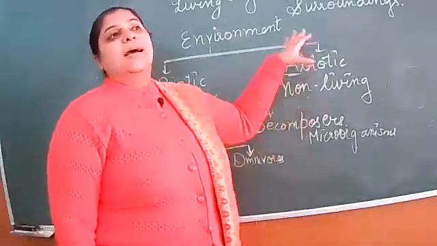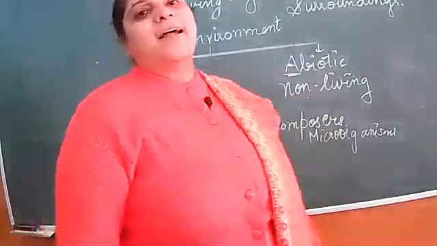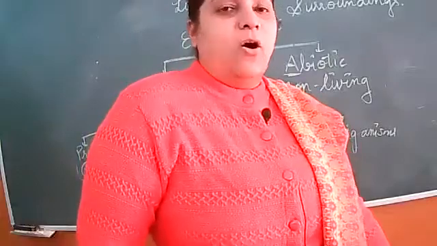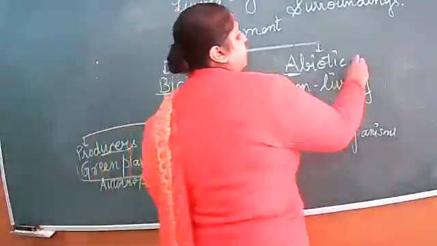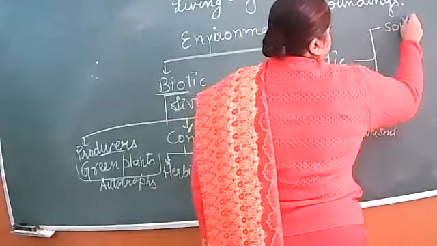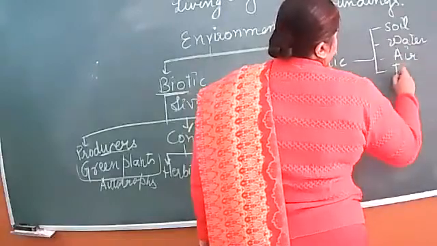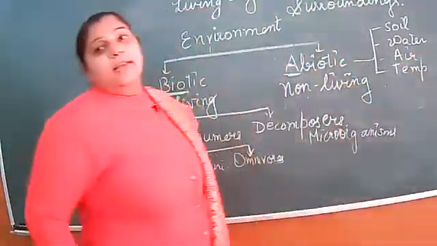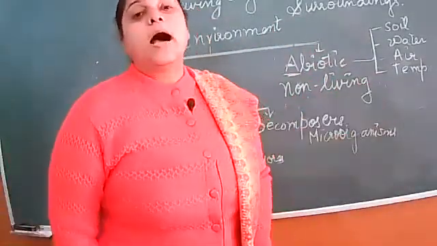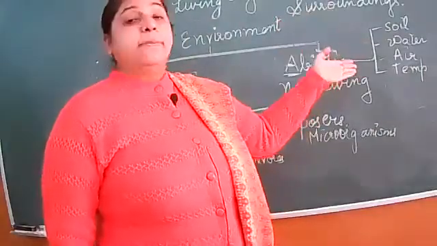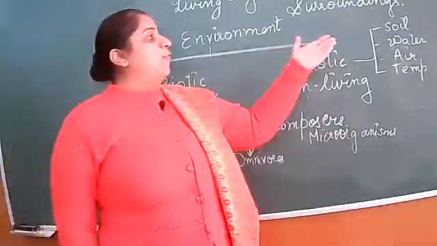Now coming to the last, abiotic components. All the non-living components are abiotic components of the environment. What is included? Soil, water, air, temperature. They are abiotic components. Right? Living biotic components are dependent on abiotic components. How are they dependent on abiotic components? Plants cannot make their own food in the absence of air, water and soil.